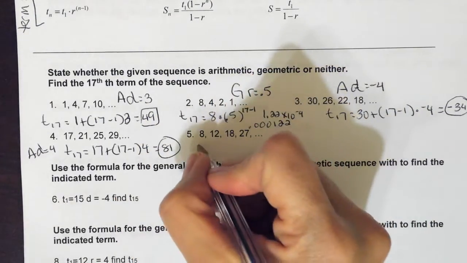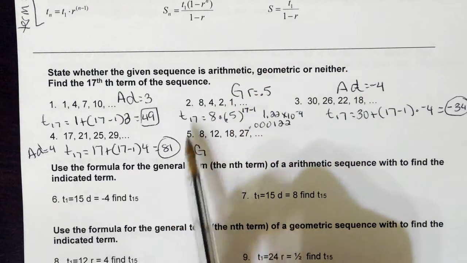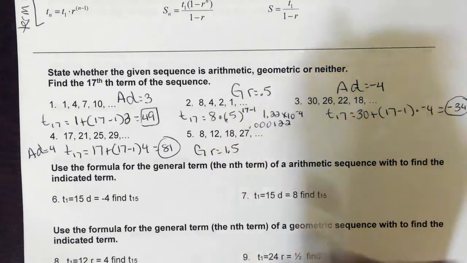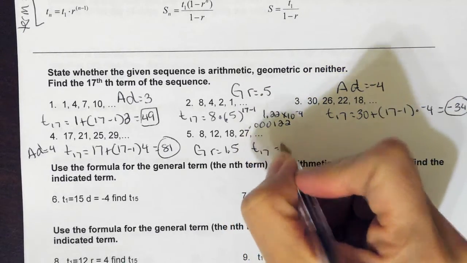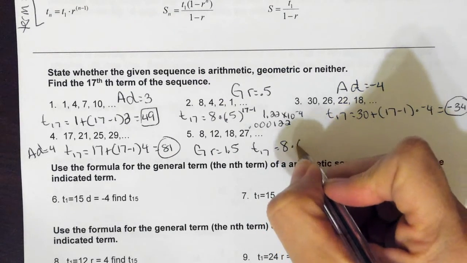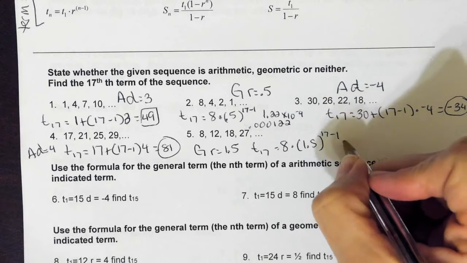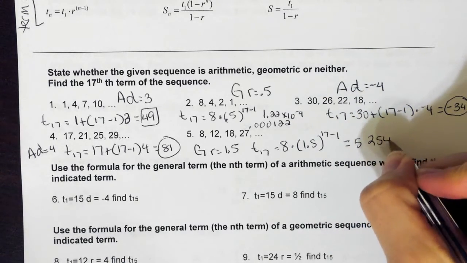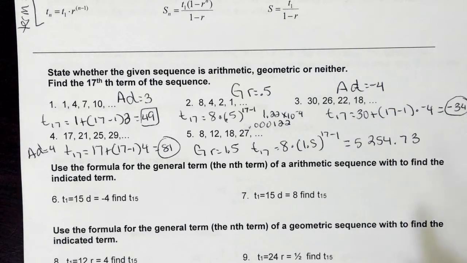Number 5 is geometric. When I divided the second term by the first term, we get r as 1.5 or 3 over 2, whichever one you liked. So then to find the 17th term, we're going to use the geometric formula this time. My first term is 8 times 1.5 to the 17 minus 1. And when I type that in my calculator, I got 5254.73. I just rounded it.